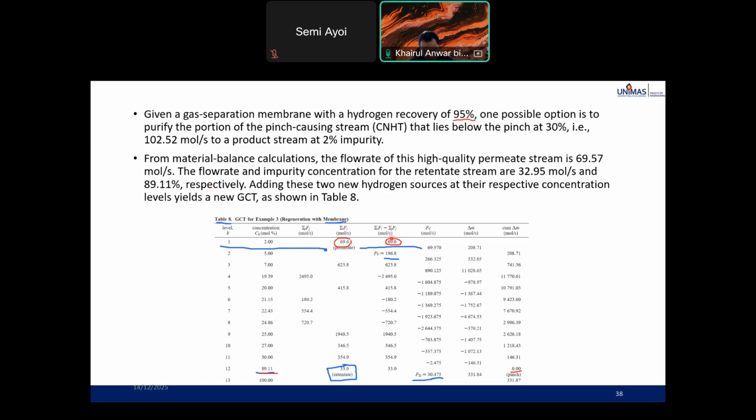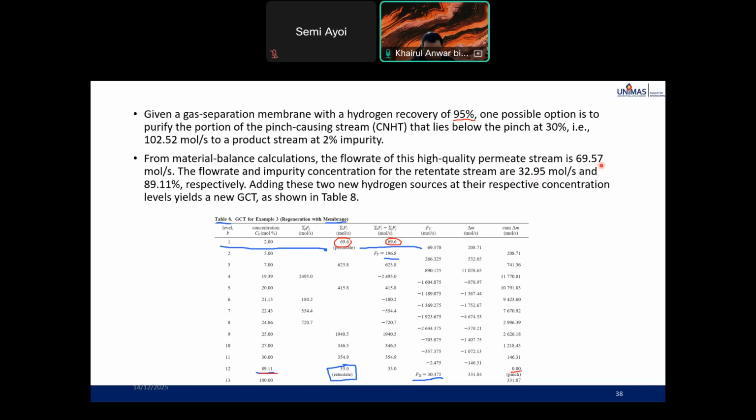And the fluoride impurity concentration for the concentrated retentate stream is 32.95. So 69.57 plus 32.95 is 102.52, which means if you add up these two values, 32.95 and 69.57, it is actually similar to the FD in table 7.